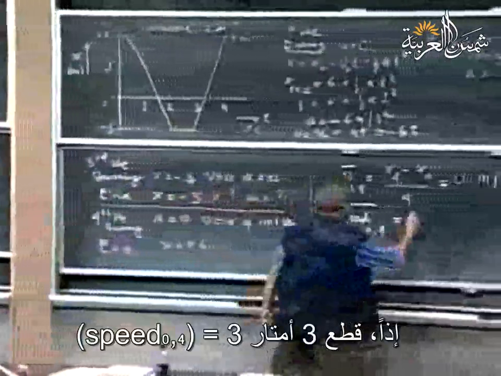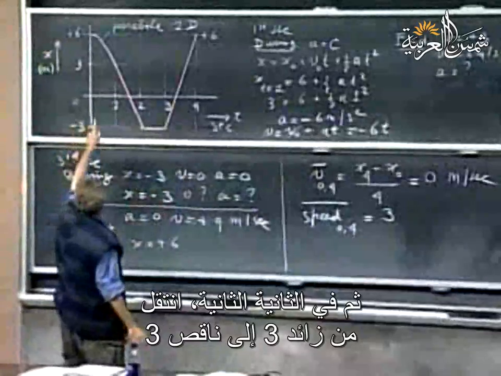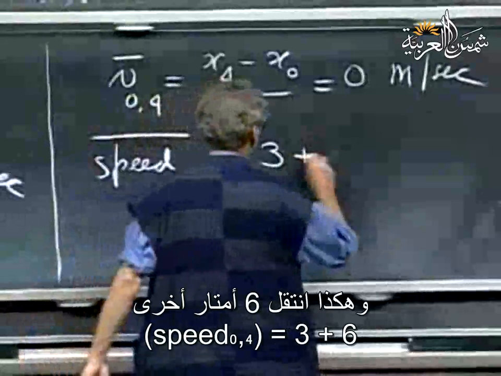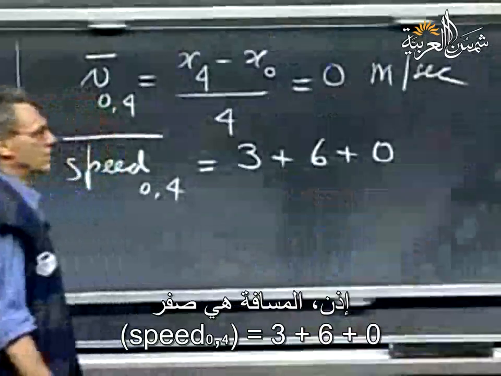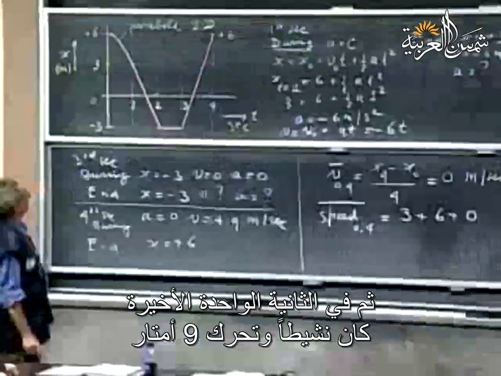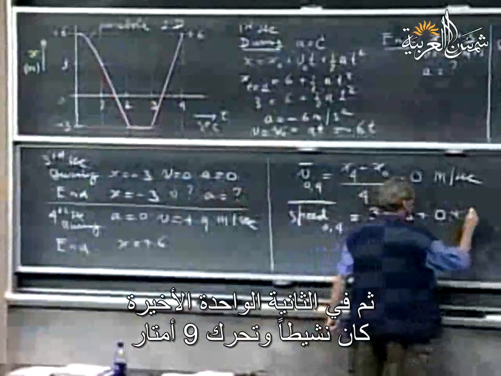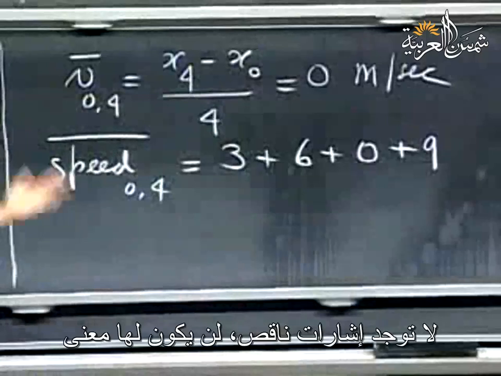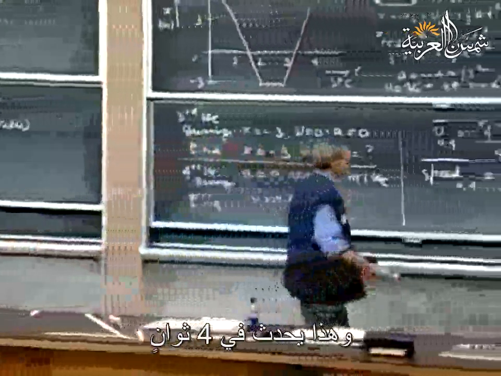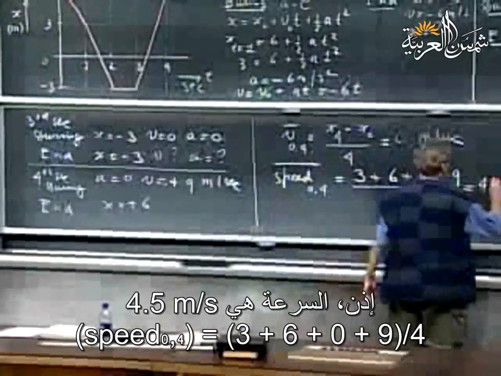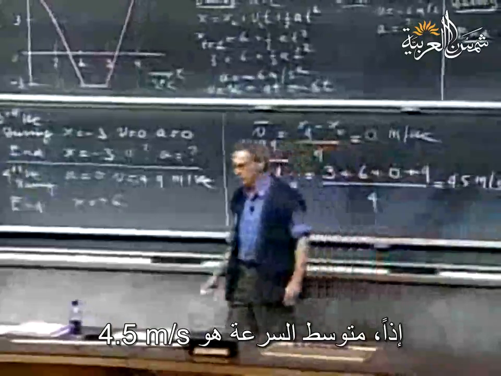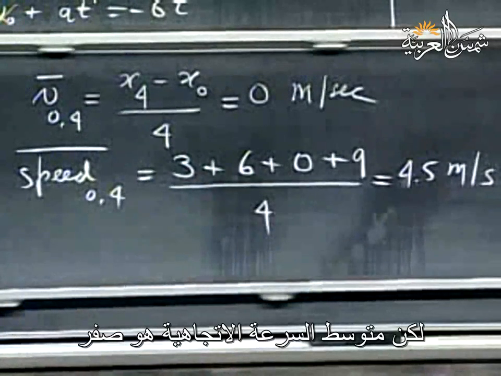That is the distance that it has traveled in these 4 seconds. Well, let's first go through the first second. It goes from +6 to +3. So it already travels 3 meters. Then in the second second, it goes from +3 to -3. So it travels another 6 meters. And then in the third second, it's lazy, it doesn't do anything. So the distance traveled is 0. And then in the last 1 second, it gets very active and it travels 9 meters. Notice you only see plus signs here. There are no minus signs. It would make no sense. And this occurs in 4 seconds. So that is 4.5 meters per second. So the average speed is 4.5 meters per second, but the average velocity is 0.